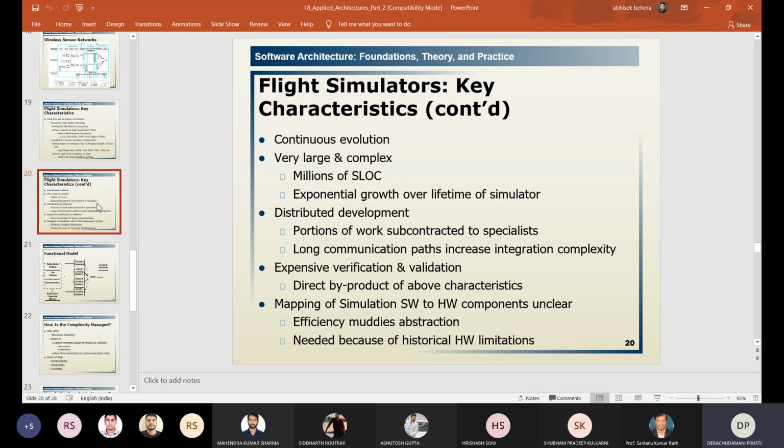Then in distributed development, portions of work are subcontracted to specialists. Long communication paths increase with integration complexity: with the increase in integration, the complexity also increases. Then expensive verification and validation. Then mapping of the simulation from software to hardware components. That uses efficiency, and that abstraction is needed because of historical hardware limitations.